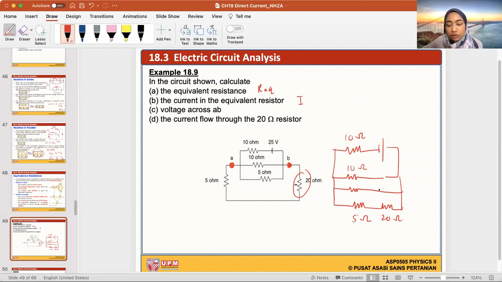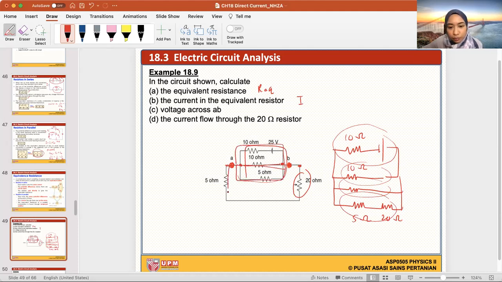Okay, when I redraw this, I can see that this guy is in parallel with this guy, is in parallel with this guy, is in parallel with this guy. Am I doing anything wrong to this circuit? No, because this point and this point is connected to this point.